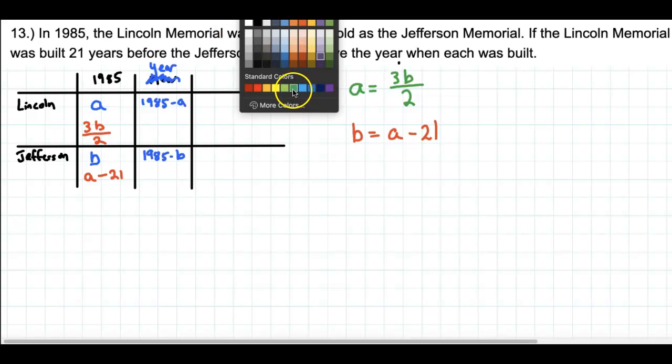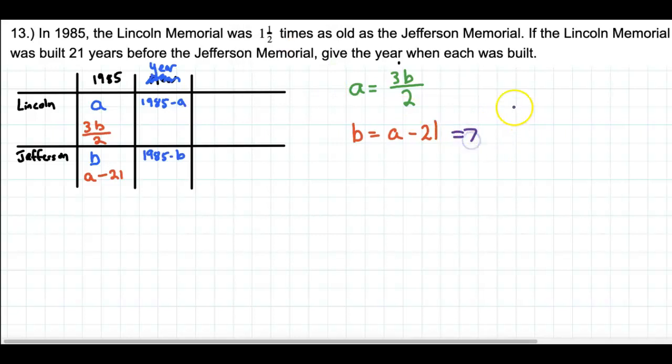So let's see, try this. What should I do? Let's do purple. Okay, so this is going to say A is equal to B plus 21. Right? Because whatever B's age is, Jefferson's age, we add 21 because it's 21 years older. Okay, alright. So let's go ahead and we're going to substitute this for A into this equation right here. Okay, so let's do that. So B plus 21, okay, equals 3B over 2.